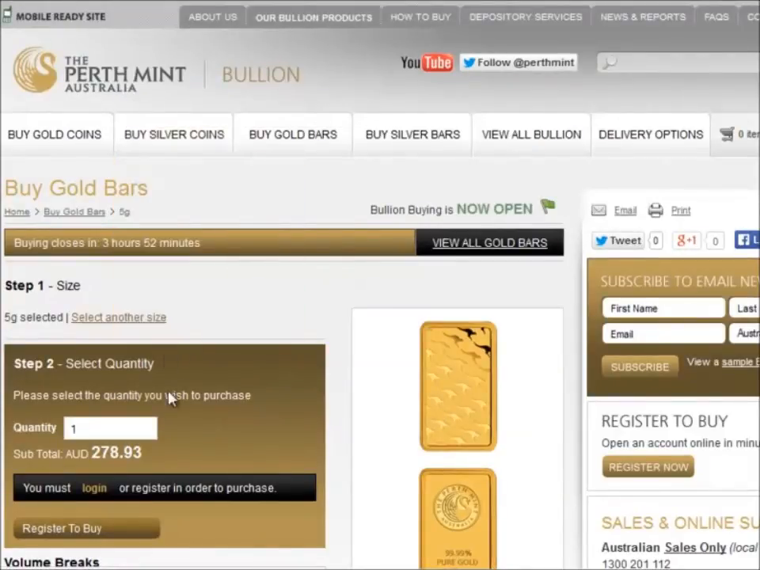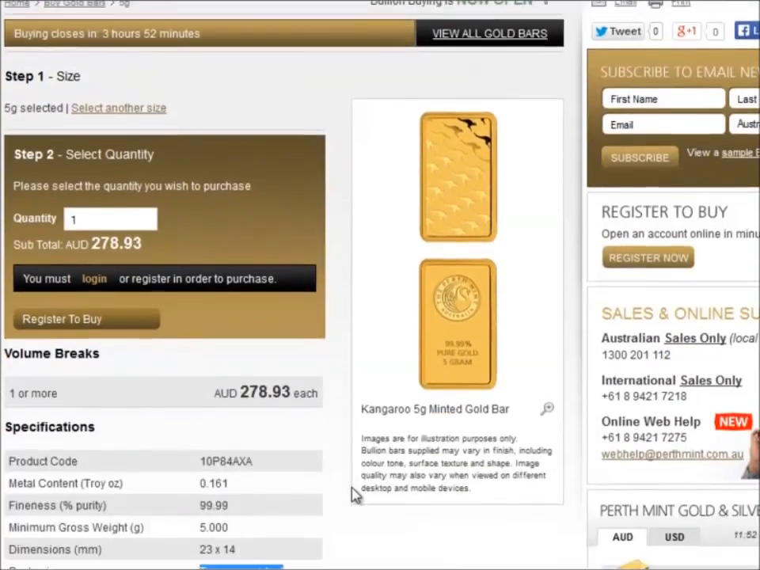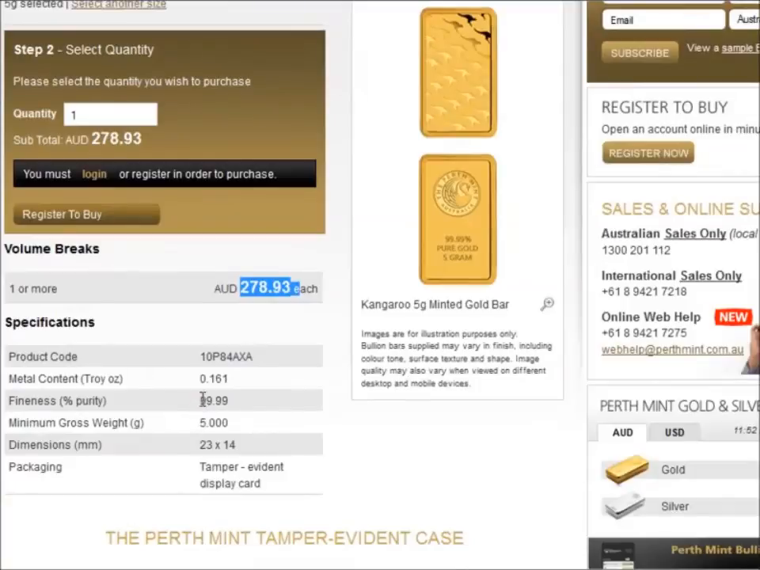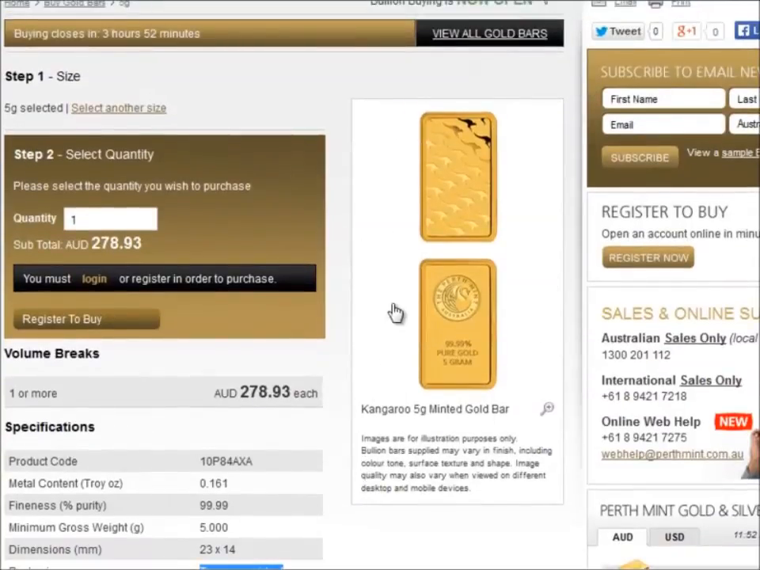So here's the Perth Mint, and if you have a look here, this one right there, it's 278.93. And what are we getting? We're actually getting 99.99, which is 999.9 fine, with a minimum of 5 grams. That's cool. And here's their blister pack, a tamper evident display card, they call it. That's okay, that's all right. And it's a nice looking gold bar. There it is. It looks very, very nice.